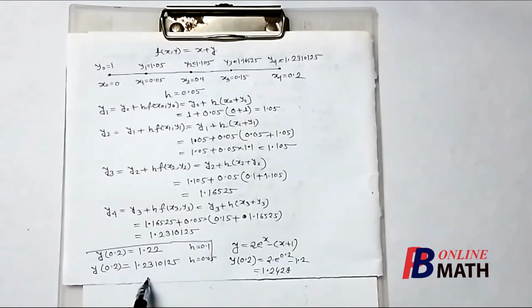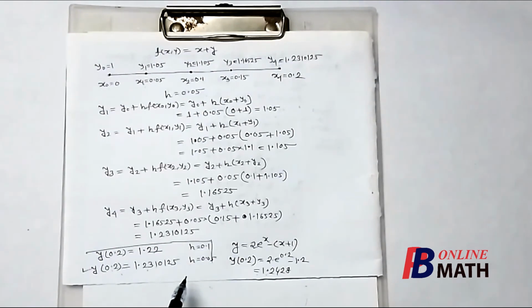And these two are the approximate solutions obtained by Euler's method. If we consider h equal to 0.1, then we get this value 1.22, and if we take h equal to 0.05, then we get this value 1.2310125. So out of these two values, this one is closer than this one. So this one is the better approximation of the exact value. So we have obtained the better approximation if we take h equal to 0.05.